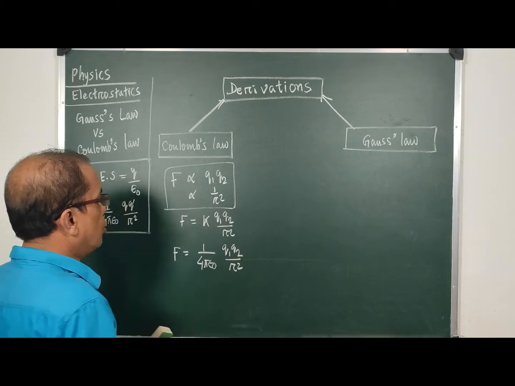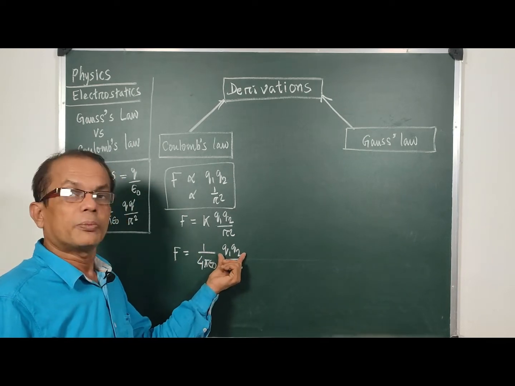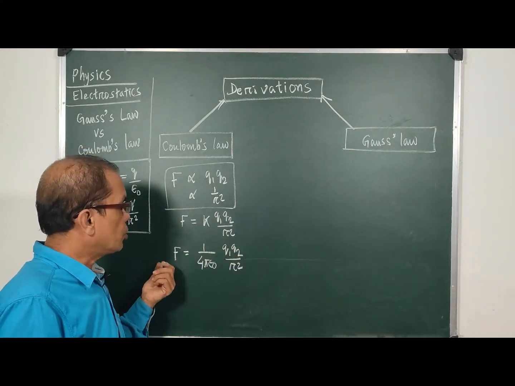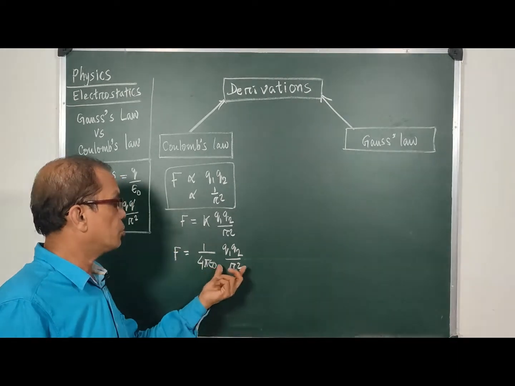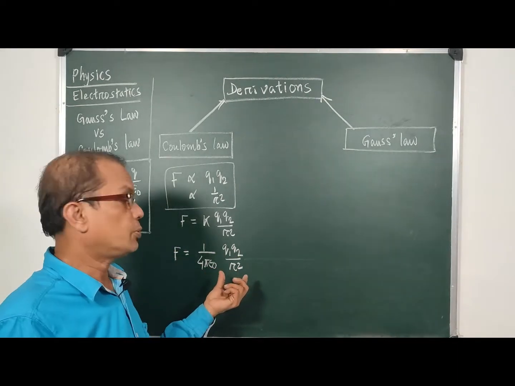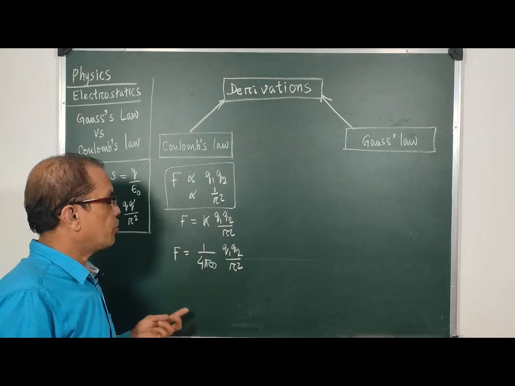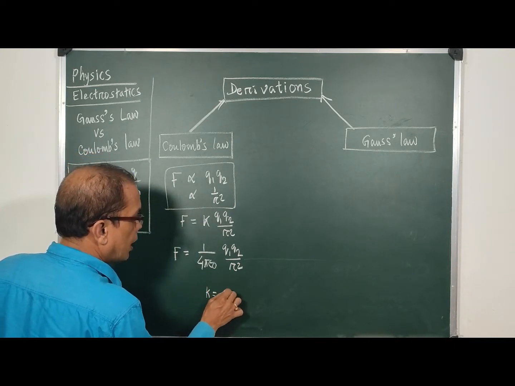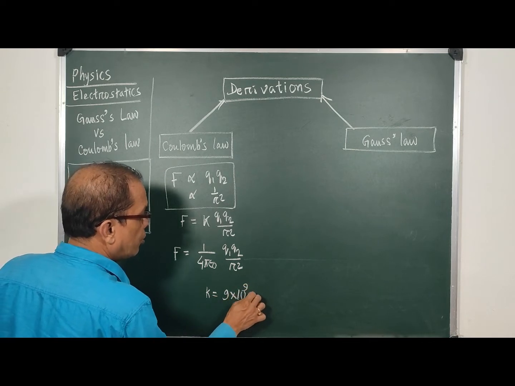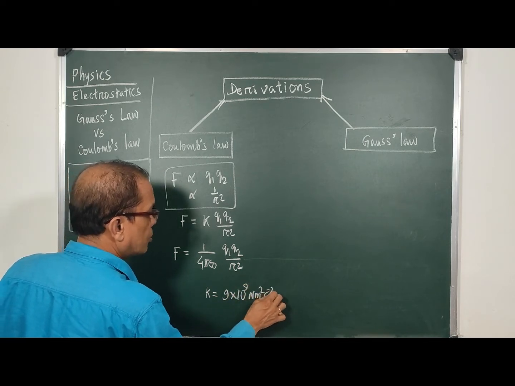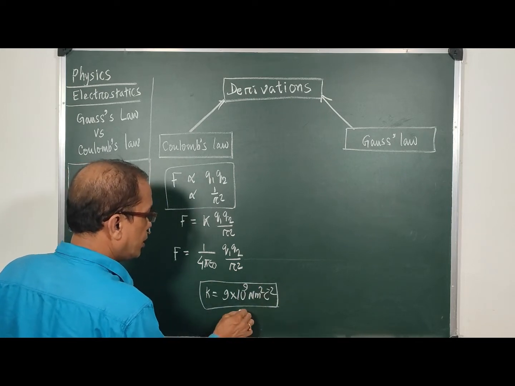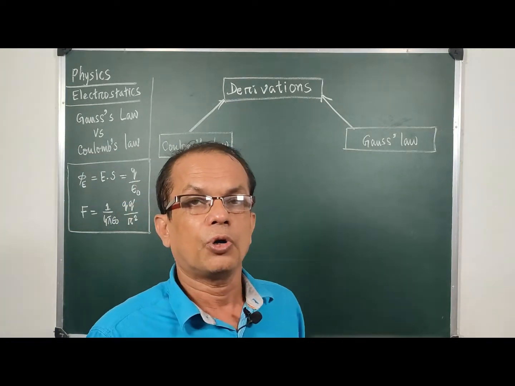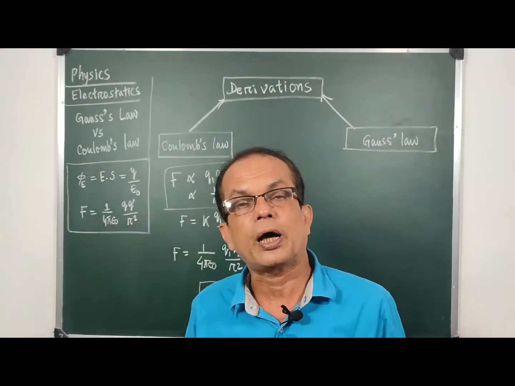In this rule, the magnitude of the product of the two charges is proportional to the force. It is also inversely proportional to r square, the square of the distance between the two, and 1 by 4 pi epsilon 0 has the value 9 into 10 to the power 9 Newton meter square per Coulomb square. This value also counts a lot in SI. This is the basis, the theme of Coulomb's law as we studied in the first video.